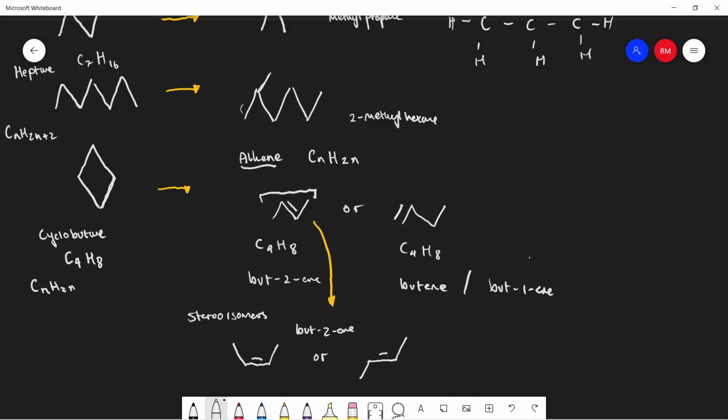Possibly before the next video on isomers that I do, do some research into this. See if you can figure out why these are different. A little clue here, it might have something to do with this double bond here.